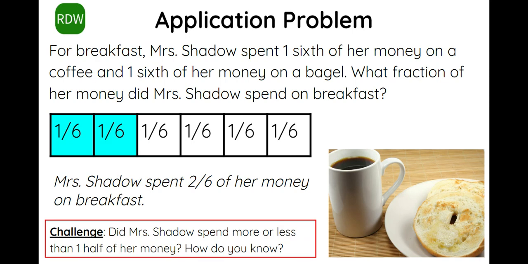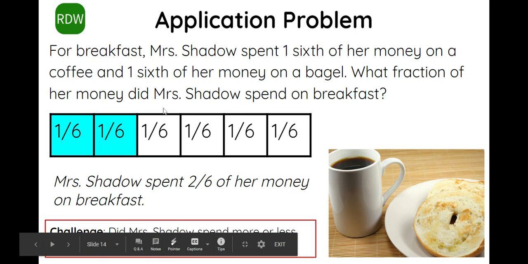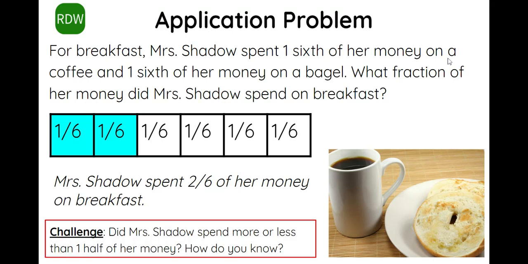All right, so here is my work. Looking at this problem, it says for breakfast, Mrs. Shadow spent 1/6 of her money on a coffee and 1/6 of her money on a bagel. So in my mind, I knew she was spending 1/6, so I knew that my whole picture, my whole rectangle, or my fraction strip would represent the amount of money she has. And I drew this whole into 6ths, so I broke it into 6 equal parts.